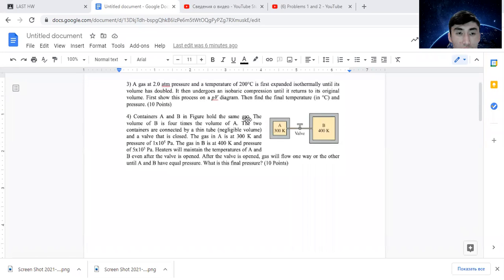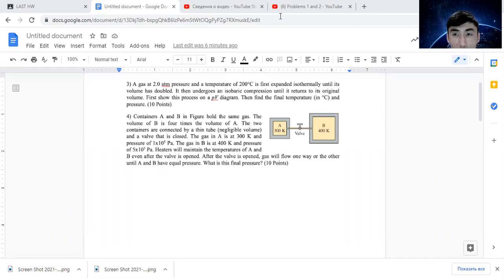So the next question is 3. A gas at 2 atmospheric pressure and a temperature of 200 degrees is first expanded isothermally until its volume has doubled. It then undergoes an isobaric compression until it returns to its original volume. First, show this process on a PV diagram and then find the final temperature in Celsius and the pressure.